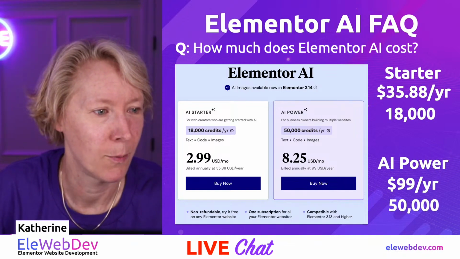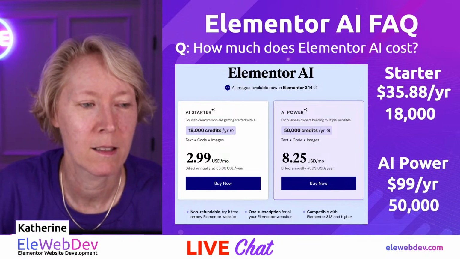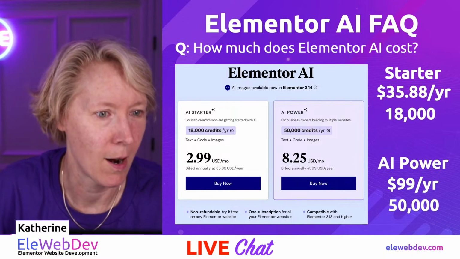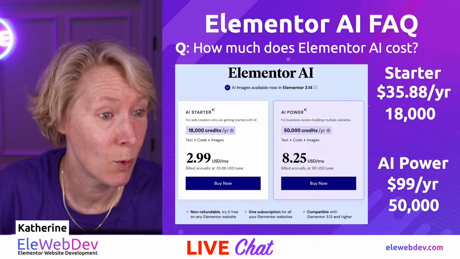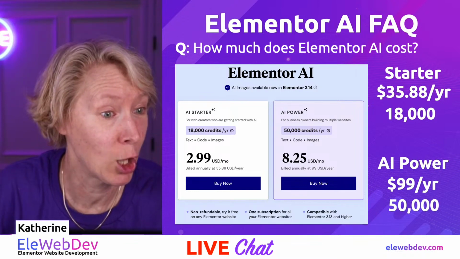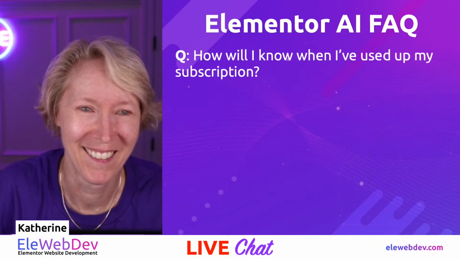All right, so there's that. So your AI-powered 50,000 credits is $99 a year. All right, so do we have any more questions? That was question number 3. Yes, there's question number 4. So hold on just a second. Let me close question number 3 and go to question number 4.